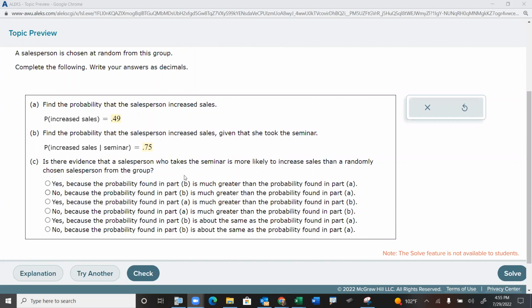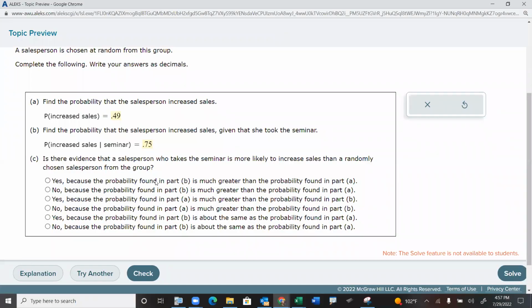Part C: is there evidence that a salesperson who takes the seminar is more likely to increase sales than a randomly chosen person from the group? Take a minute, think about it, pause the video, and see what you think is right, and then we'll check it in just a second. Okay, hopefully you've had enough time. The answer is the first one. Yes, there seems to be a difference because the probability found in part B is much greater than the probability found in part A.